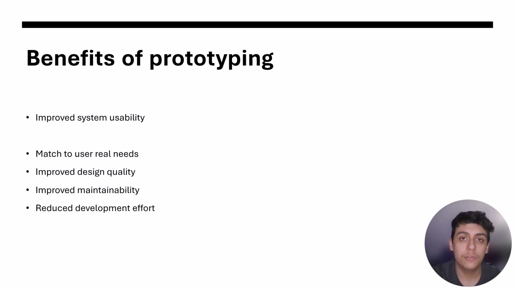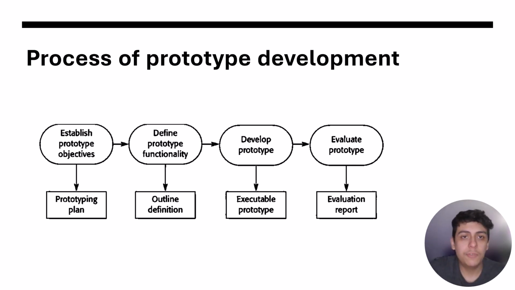For this graph, we have the process of prototype development and how the development is cycled through and the stages it carries through. We can see that it starts off with establishing the prototype objectives, meaning the prototype planning. From there, it goes to defining the prototype functionality, where they outline the definition of it. From there, they develop the prototype, and they see if it's an executable prototype. And from there, they evaluate the prototype, and they give a report based on what they've tested.